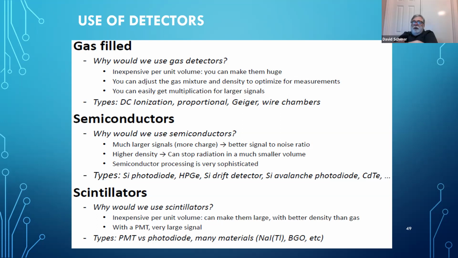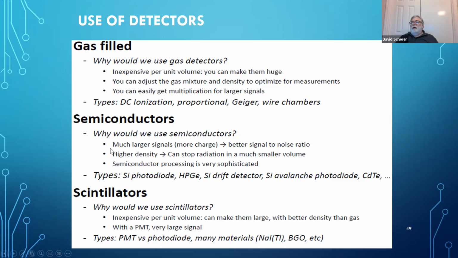Gas flow detectors are relatively rugged. They're useful for measuring radiation fields, and proportional counters are useful for measuring individual events and counting the type of radioactivity that you might want to measure the activity of.